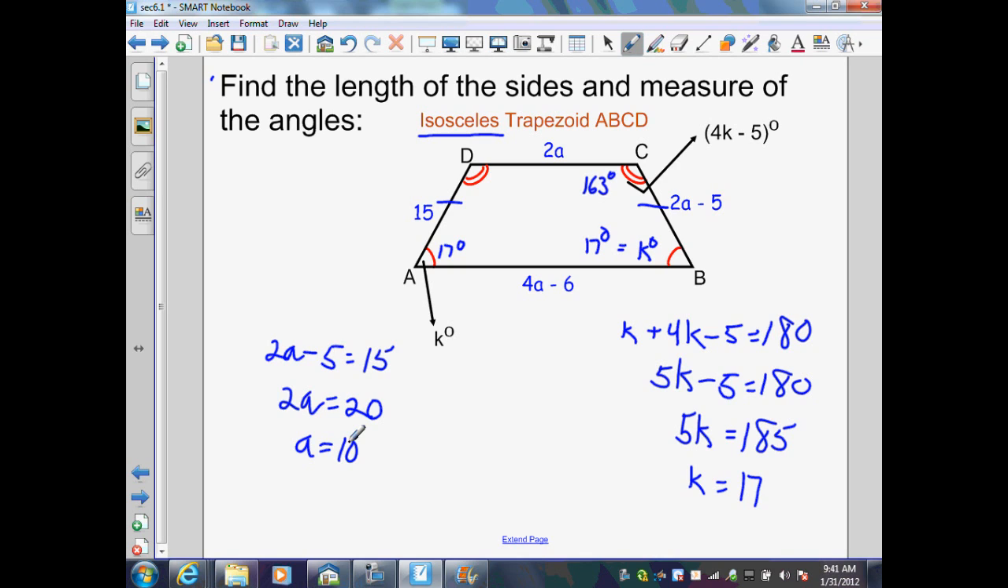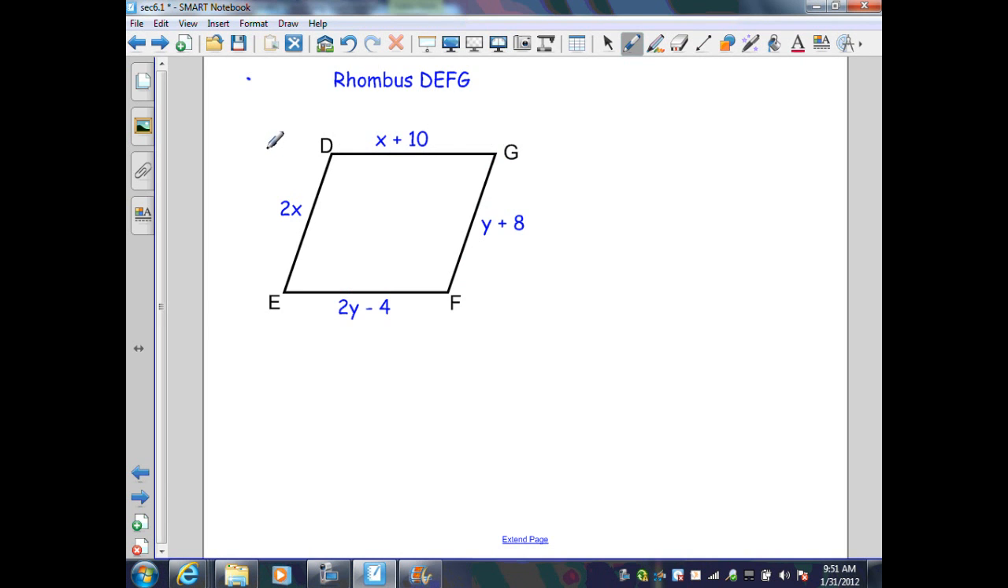Now what I can do is use a and substitute in for the bases. For the legs, I know that this is 15, so this leg is also 15. But I needed to find the value of a to determine the length of DC and AB. Since a is 10, 2 times a makes DC have a measure of 20. And a being 10 for AB gives me 4 times 10 is 40. 40 minus 6 is 34 for the measure of AB. Again, we want to find the measure of the segments.